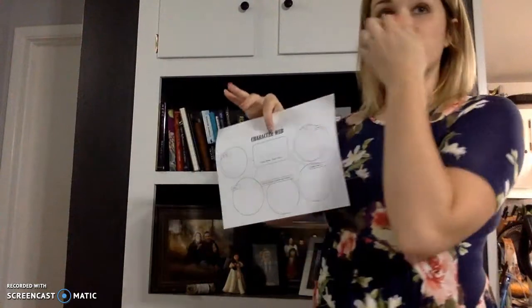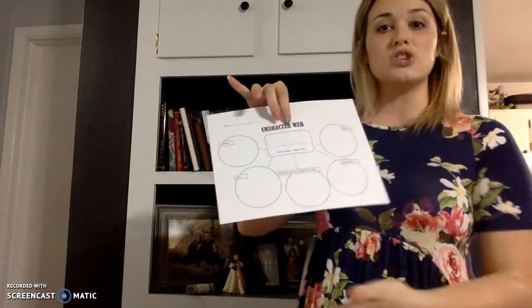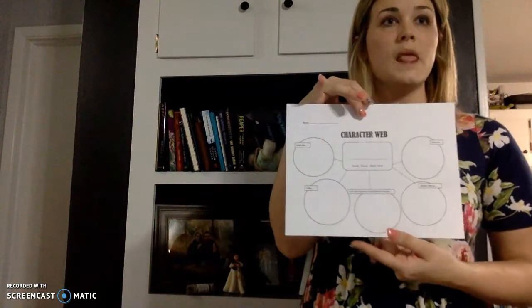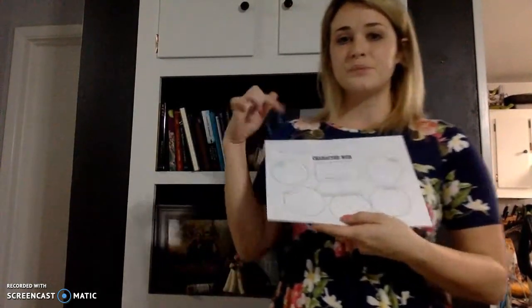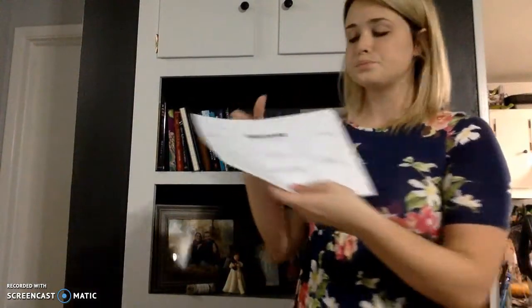And in the middle, we're going to put our name. So this will change as you do more characters, okay? So if I was doing Charlotte's Web, and I picked a character, I would do Wilbur, because I love that book, and Wilbur is my favorite. And then I fill out the thing about him.